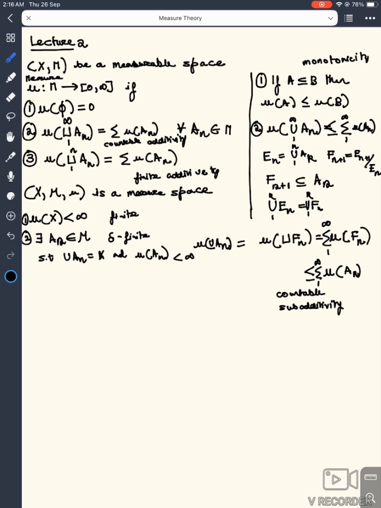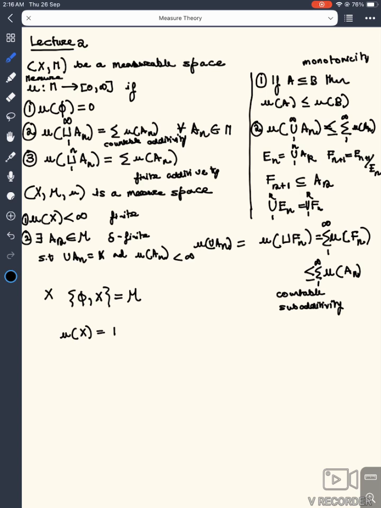So the first question is, give an example of a finite measure. Take X and take the indiscrete measure on it. This is called the indiscrete measure probably. So this is a sigma algebra, and define mu of X to be any positive real number you want. So this is a finite measure.